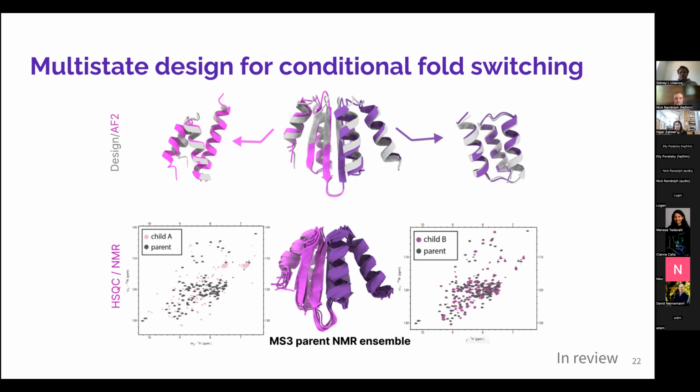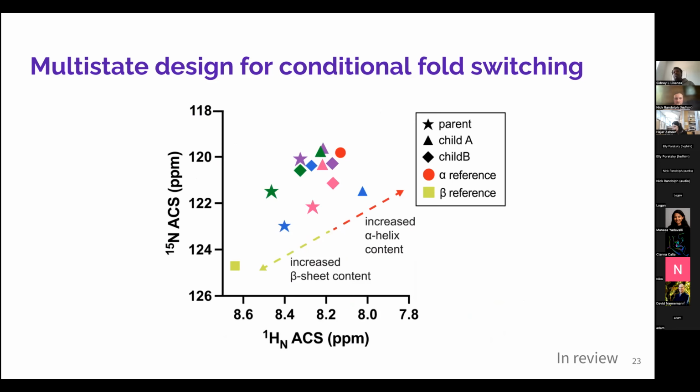But it was difficult for us to solve the actual NMR structure for the children, so we wanted to see whether we could get any more information from the NMR spectra. And it turns out you can. If you look at all alpha and all beta proteins, they have distinct chemical shifts influenced by their secondary structure.